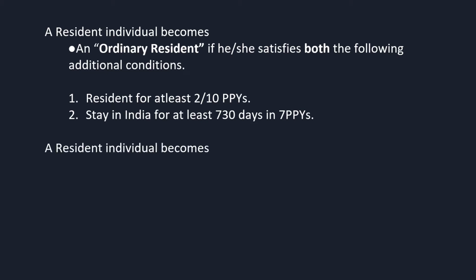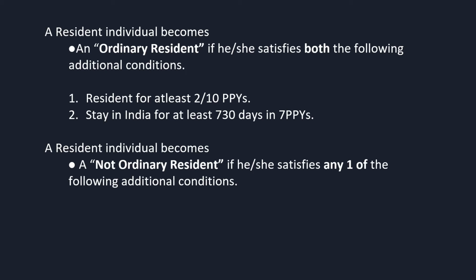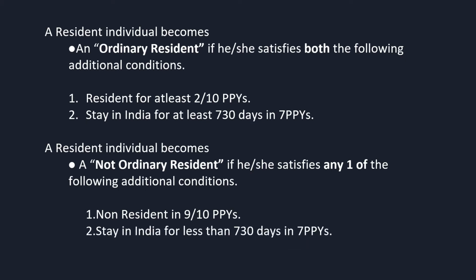On the other hand, a resident individual becomes a not ordinary resident if he satisfies any one of the following additional conditions. The conditions are non-resident in 9 out of 10 preceding previous years, and the second additional condition being stay in India for less than 730 days in 7 years preceding the previous year.